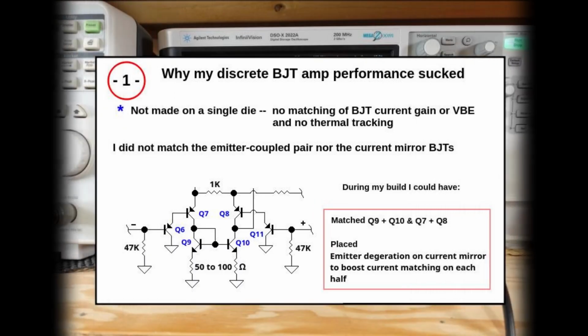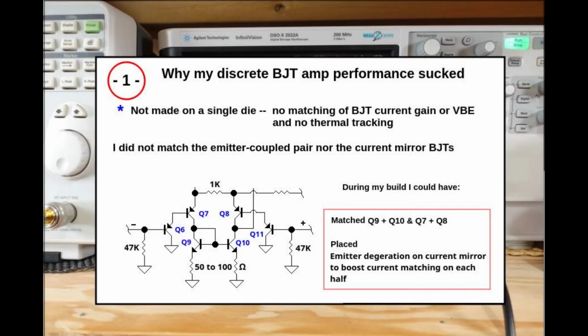So why did my discrete transistor 386 clone suck when compared to the real deal LM386N-4? One big factor might be that my project was not made on a single die. There was no matching of BJT current gain or VBE, and for sure there was no thermal tracking. I probed my circuit with a frozen plastic probe and a hot plastic probe by touching transistors. Any temperature change on any transistor upset the output signal. My amplifier seemed extremely temperature sensitive.